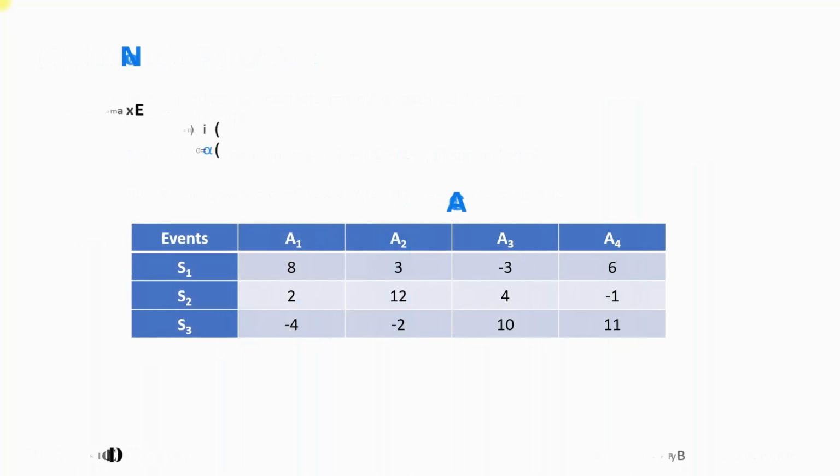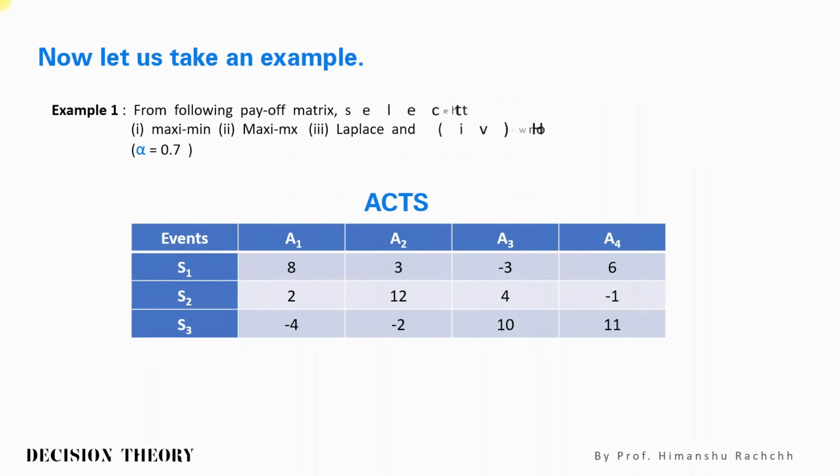Now, let us take one example. From the following payoff matrix, select the best act by using 1st Maximin, 2nd Maximax, 3rd Laplace and 4th Hurwitz principle. It is given that alpha is equal to 0.7.